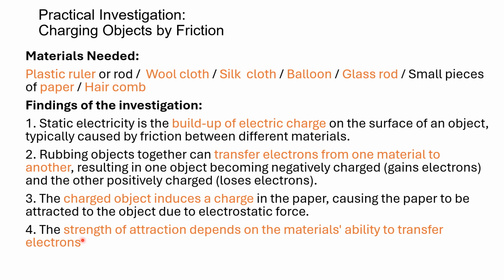The fourth thing, the strength of attraction depends on the material's ability to transfer electrons. For example, rubbing a ruler with a woolen cloth compared to rubbing it with a silk cloth, the amount of electrons transferred from the woolen cloth may not be the same as the amount transferred from the silk cloth. So it means using different cloths, the ruler can be charged differently.